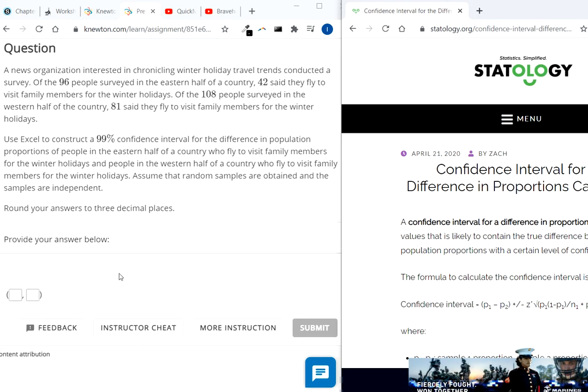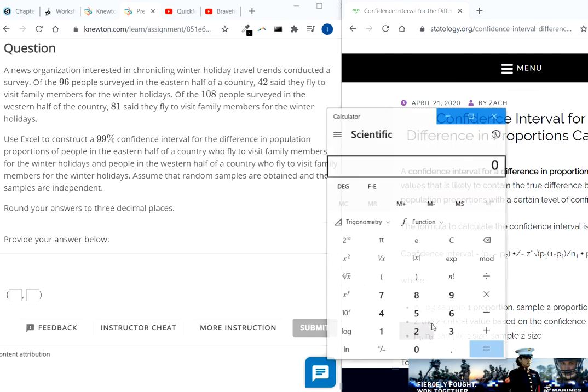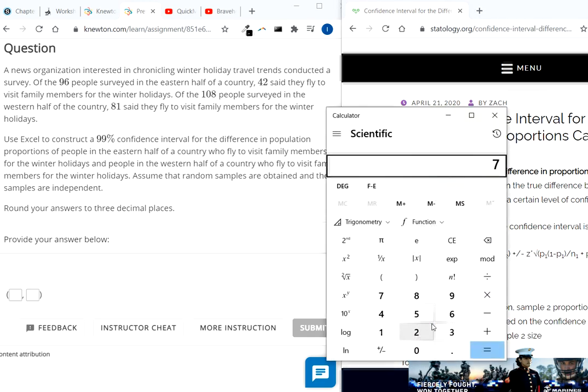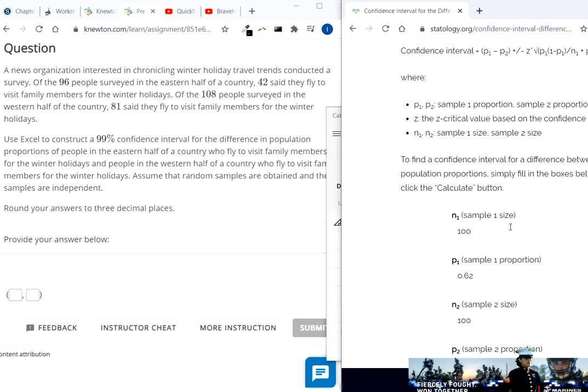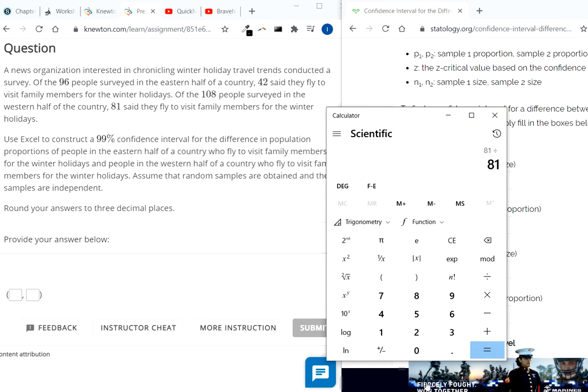Okay, same website for this one. We're supposed to calculate the difference. So there's 96 people surveyed in the eastern half. 42 said they would fly to visit family. So we got the proportion there. 42 out of 96. That's 0.4375. And that was a sample size of 96 for that first sample. Now there was 108 people in the second sample, and 81 said they would fly to visit family members.